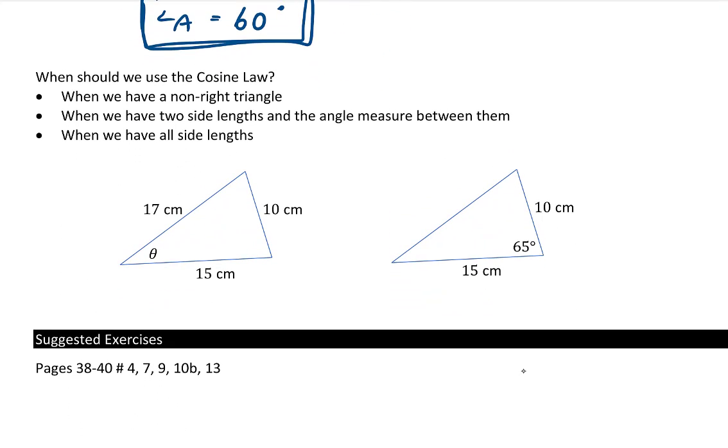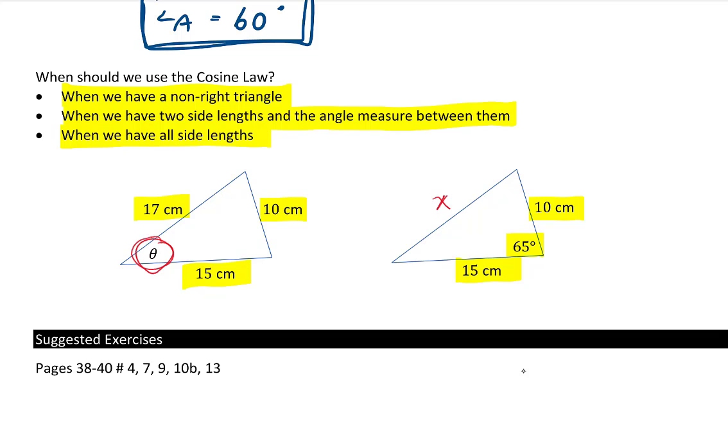So when should we use the cosine law? First thing, when we have a non-right triangle. Second thing, when we have 2 side lengths and the angle of measure between them. So that's this example here. We have 2 side lengths and an angle between them. Or when we have all side lengths. So 1, 2, 3 side lengths. In the first picture, that'll help us find this angle here if we want, or any other angle. And in the second picture, it'll help us find this side here.